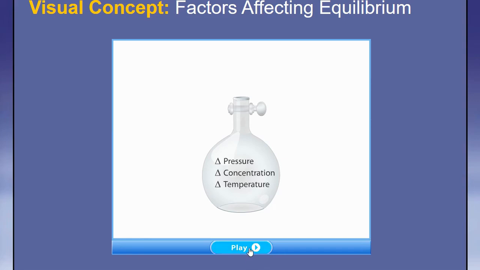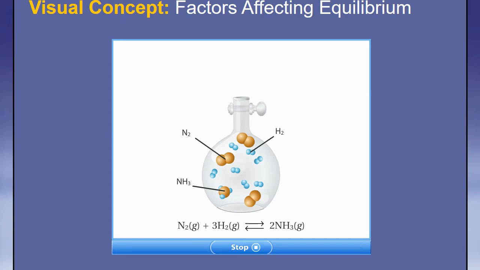Okay, so we want to talk about the factors that affect equilibrium. Here we are going to look at the effects of pressure, concentration, and temperature, and how when you change one of those things, you're going to cause a change that will reduce that other thing. So anyway, this first reaction here, we've got nitrogen and hydrogen reacting to form ammonia gas.